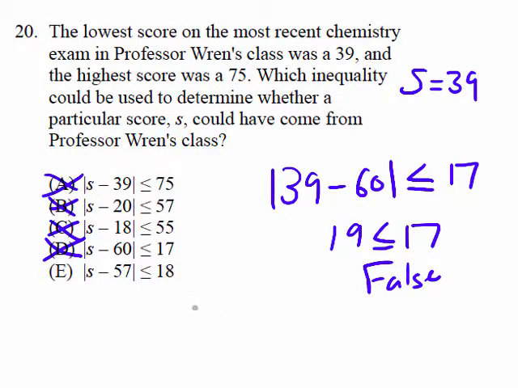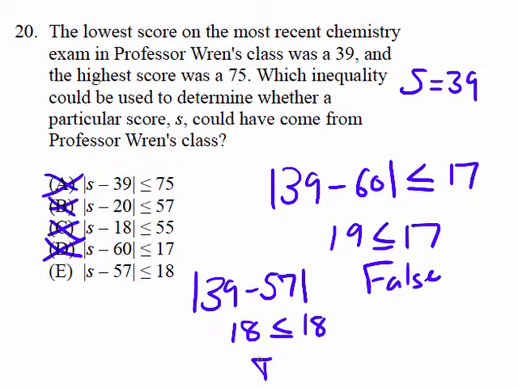If I look at E, of course, it's going to give me something true. 39 minus 57, absolute value, is going to give me 18, right? And of course, 18 is less than or equal to 18. That is true.